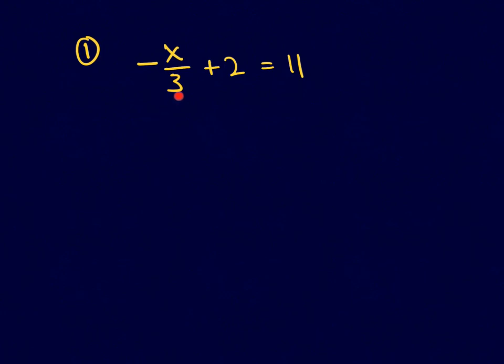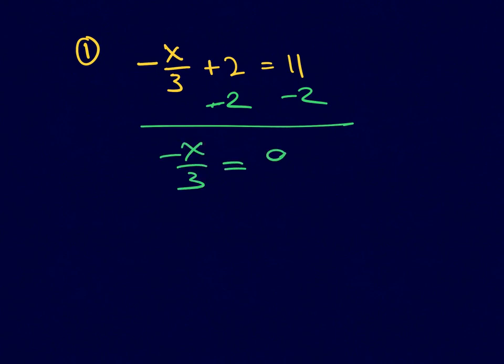So in this first problem we've got negative x over 3 plus 2 equals 11. So my first job is to try to isolate the x term. So the stuff that's not x, I want to get to the other side, and that starts with the 2. So I'm going to subtract 2 from both sides because it was plus 2. When I do that, I'm going to get negative x over 3 equals 9.